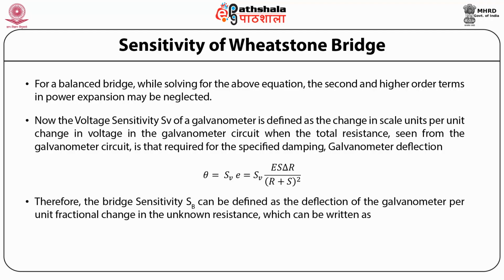Therefore, the bridge sensitivity SB can be defined as the deflection of the galvanometer per unit fractional change in the unknown resistance, which can be written as SB is equal to theta divided by delta R divided by R. This is equal to E into S into R into SV, divided by R plus S whole squared. This is equation 11.